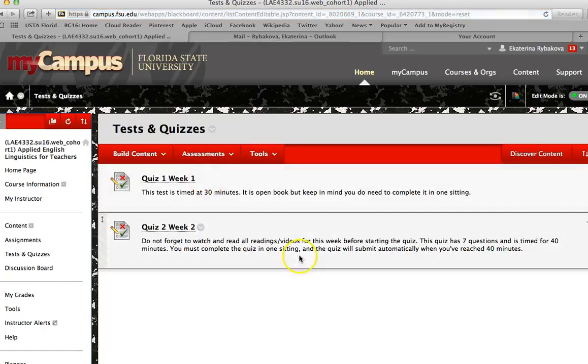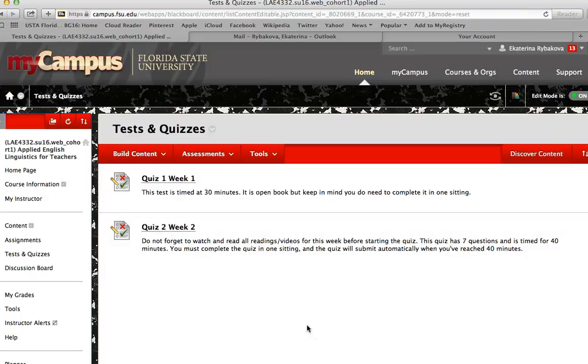You'll access tests and quizzes every week for your weekly quizzes. For the first week, you'll have a short quiz. It is only 4 questions long. It is timed for a short amount of time, but it's really an entry-level quiz so that you can get the hang of what quizzes look like and the way that they're set up.